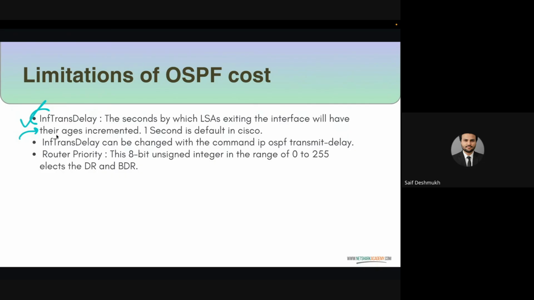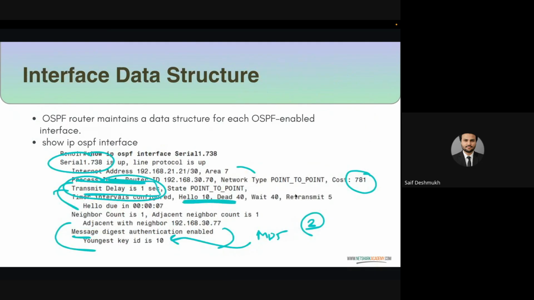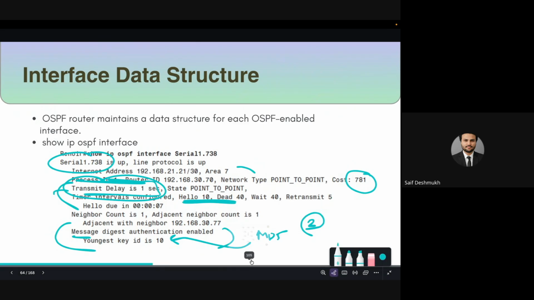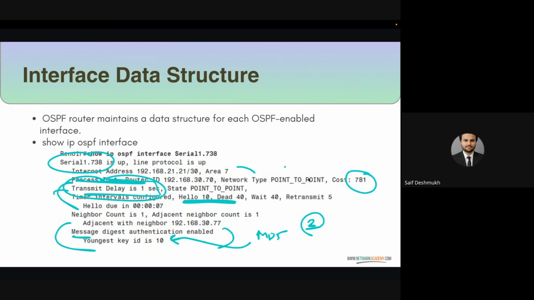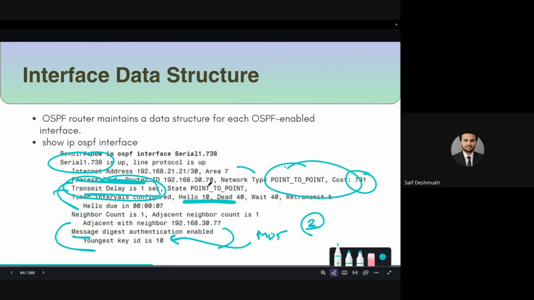The router priority we will talk about in detail, but this is an 8-bit integer. By default, it is 1 on an interface. On point-to-point interfaces, this value will be set to 0, because router priority is used to elect the DRs and BDRs. But if you don't have a broadcast network and have a point-to-point network, automatically, when you configure any interface as point-to-point, the priority becomes 0.